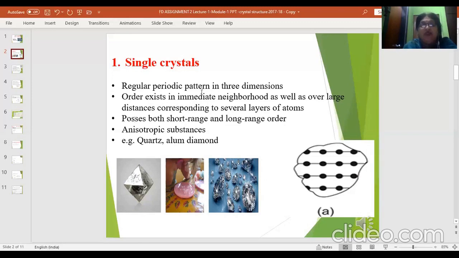Normally single crystals are characterized by long range order, but if there is some short range order, they will also be considered within the single crystals. Now, this is a very important point: why do we call a single crystal an anisotropic substance? So just have a look at this diagram.